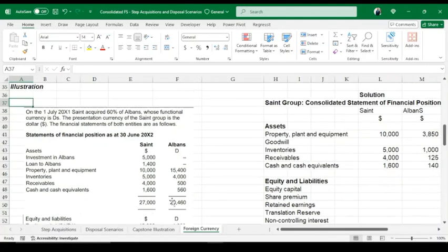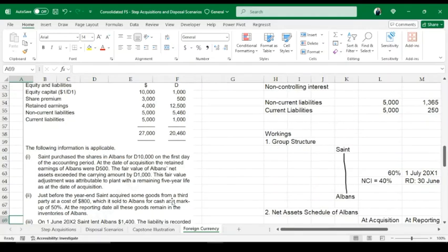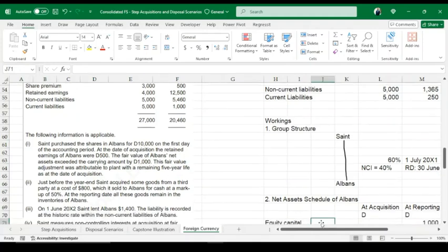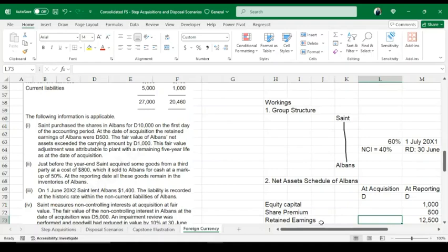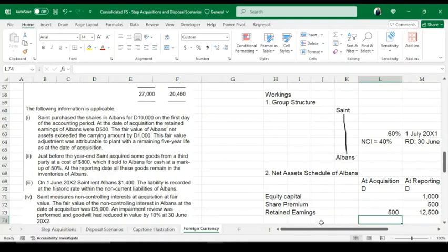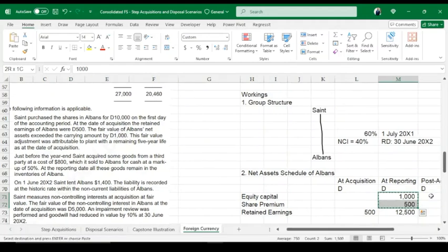All right, so let's come to the additional note 1. Since purchased the shares in Albans for 10,000 on the first day of the year, so this is the purchase consideration that is going to be used in goodwill calculation. At the acquisition date, retained earnings of Albans was $500. And nothing has been said about the other items, so the assumption is that they remain the same at this particular date. So we just repeat that there.